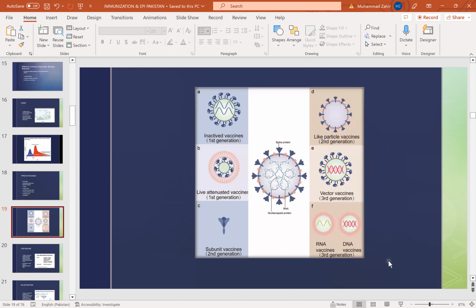Inactivated vaccines and live attenuated vaccines are first generation. In second generation, we have subunit vaccines and the live particle vaccines. Whereas in third generation, we have vector vaccines and the RNA and DNA vaccines. So 2 in first, 2 in second, and 2 in third vaccine types.